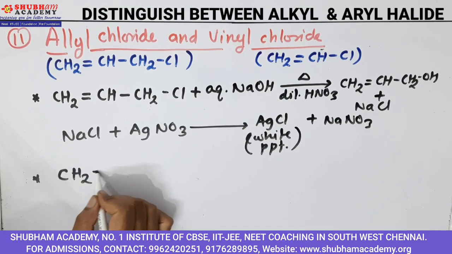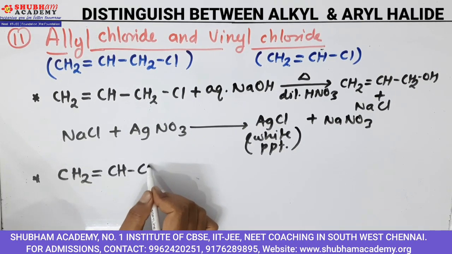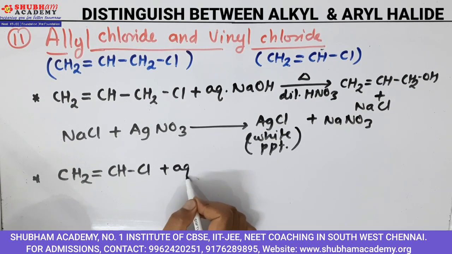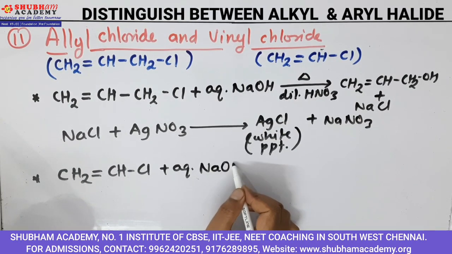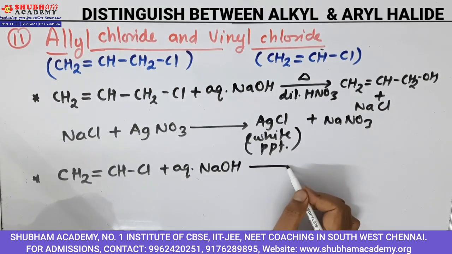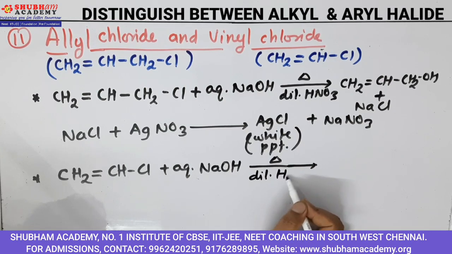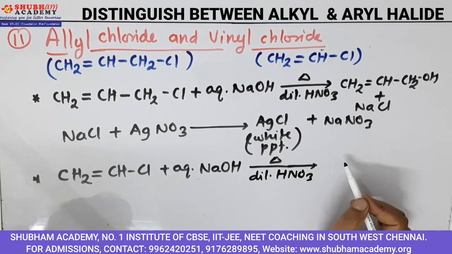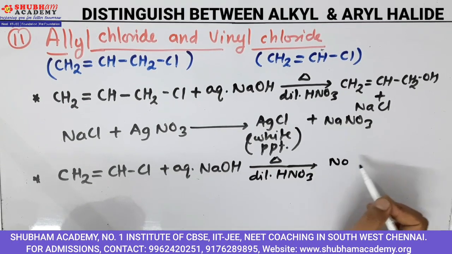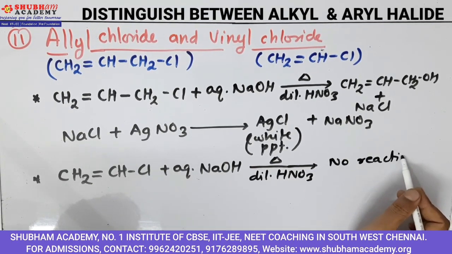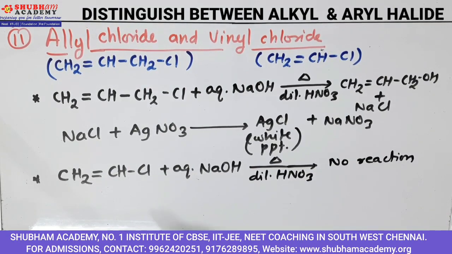So CH2=CHCl plus aqueous NaOH, heat it, add dilute HNO3. So what will we get? No reaction, right. Again the reason is the same. Here we will get a partial double bond character, due to which the bond strength of the C-Cl bond increases and it is difficult for OH minus to replace Cl minus, okay.